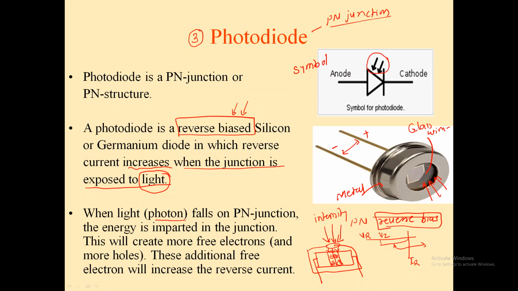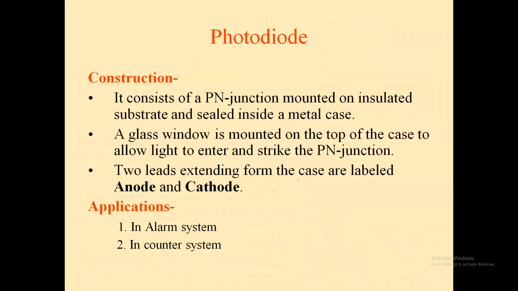When the light photon energy falls on the PN junction, energy is imparted in the junction, the depletion layer. This will create more free electrons. These additional free electrons will increase the reverse current in the photodiode. This is the basic principle behind it. Get it my point? And now see the construction. It consists of a PN junction mounted on an insulated substrate and sealed inside a metal case. तुम्हाला दाखवलेले metal case. It's the outer metal case. Okay. The glass window is very important.